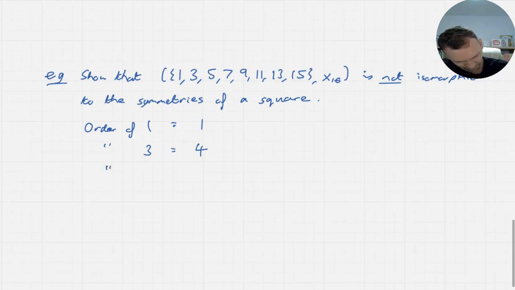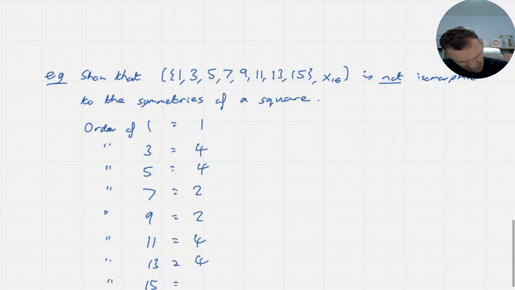Similarly, and you'll have to take my word unless you want to pause and go through it, for 5, squared gives us 25, 5 cubed gives 125, still not 1 modulo 16, but 5 to the 4 should give us 1 mod 16. So 5 has order 4, whereas 7 squared is 49, which is 1 mod 16. So 7 is a self-inverse, order 2. Then 9 squared is 81, which is 1 mod 16, so the order of 9 is 2. The order of 11 is 4. The order of 13 is 4. And the order of 15 is just 2.